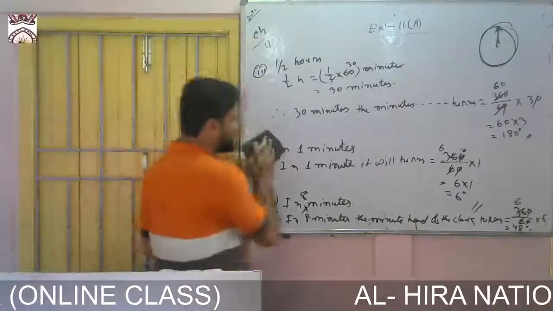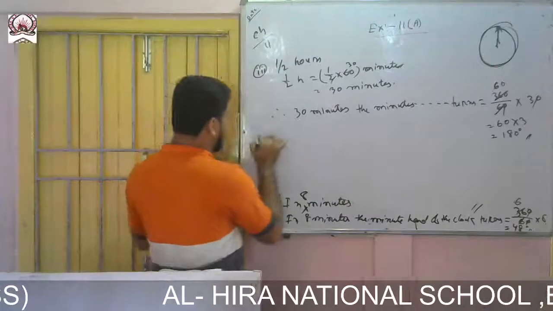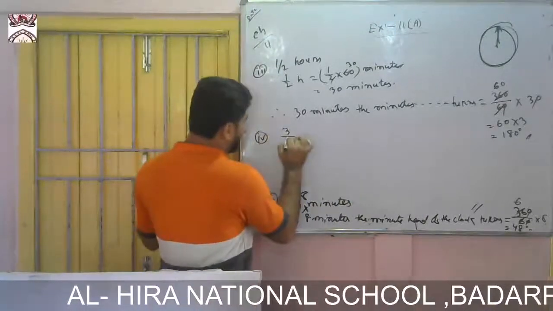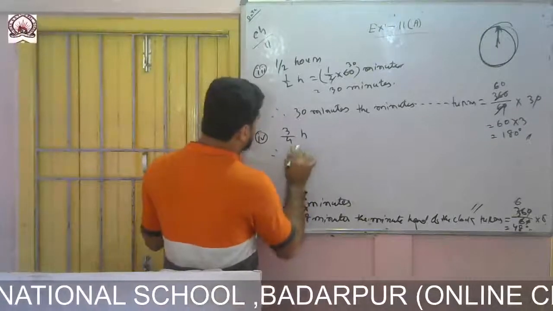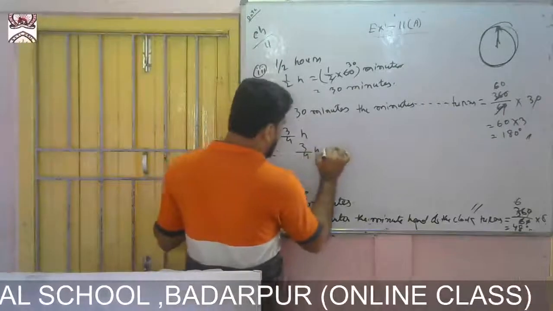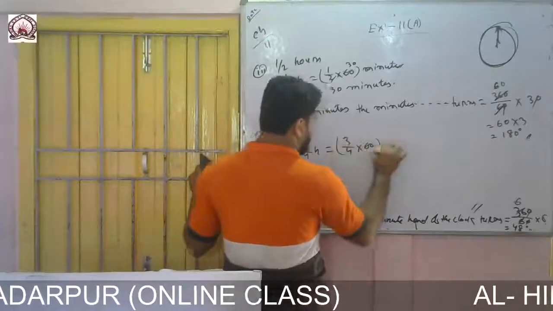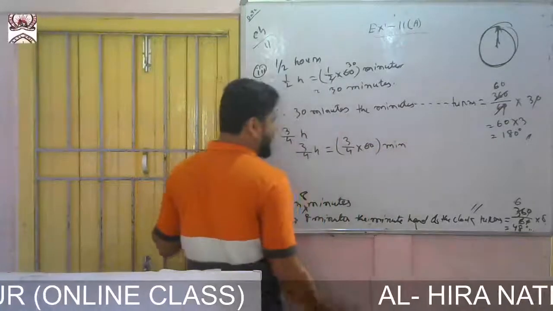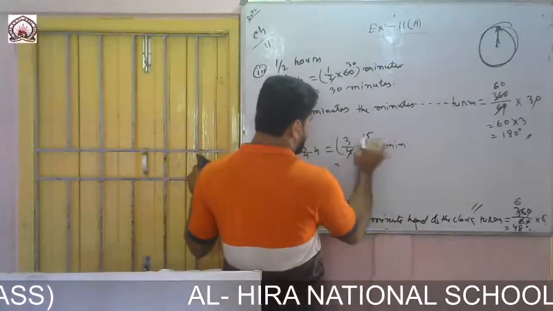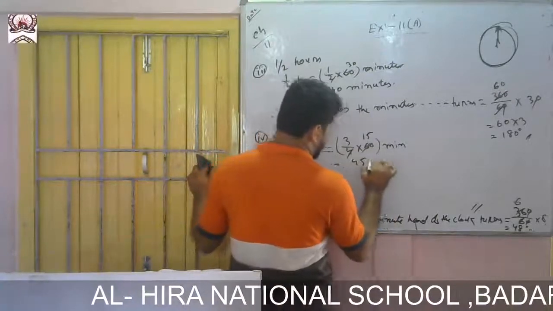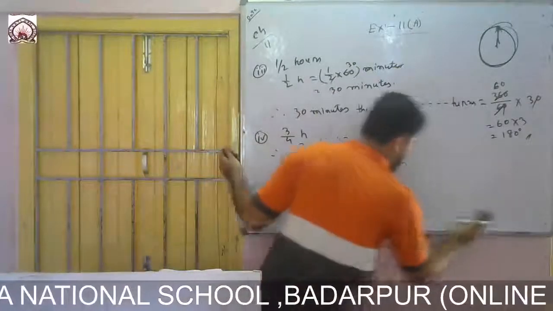Now come to 3/4 hour. You write 3/4 hour. Hour I can convert into minutes. How? 3/4 into 60 minutes. It will be converted into minutes. So 4 15s are 60, so 3 15s are 45 minutes. Now we shall find for 45 minutes.